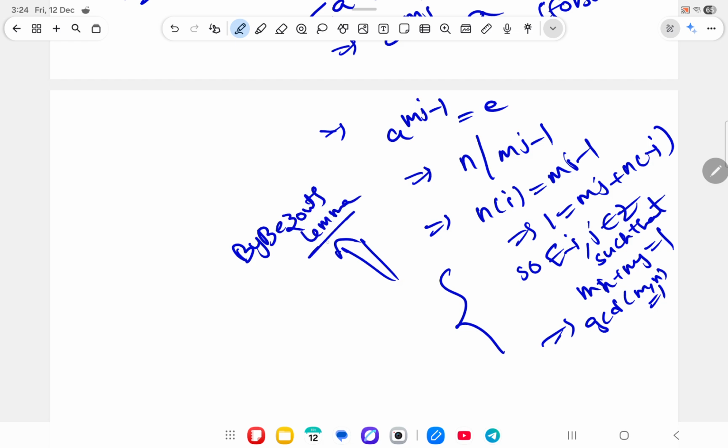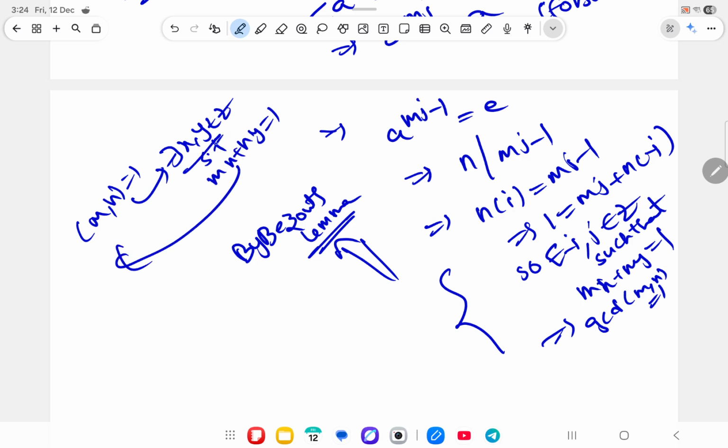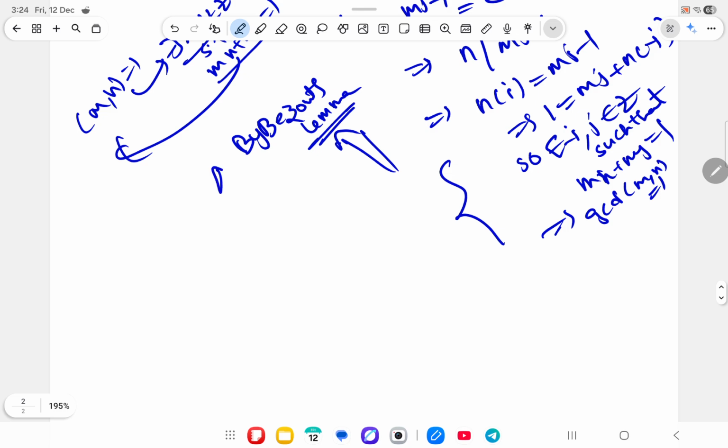Bezout's lemma is two-way, right? If GCD of m comma n is 1, then there exist x comma y belongs to Z such that mx plus ny is equal to 1. This way is also true. If there exist x comma y belongs to Z such that mx plus ny equal to 1, then GCD of m comma n equal to 1.